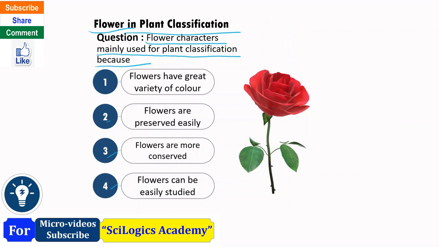Now we will see the correct answer. First answer is wrong. Second answer is also wrong. So the correct answer is this third one. Flowers are more conserved. This is the feature used by taxonomists for plant classification. Fourth answer is also wrong.